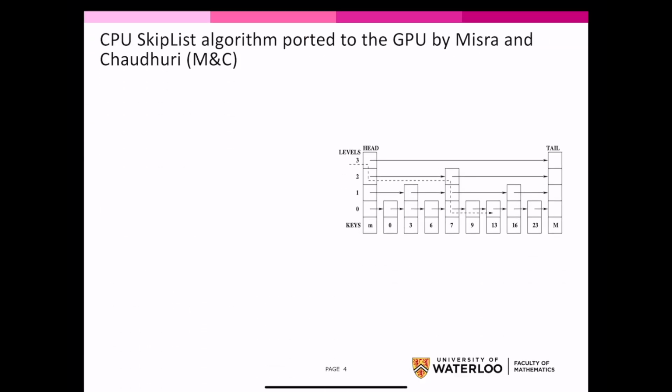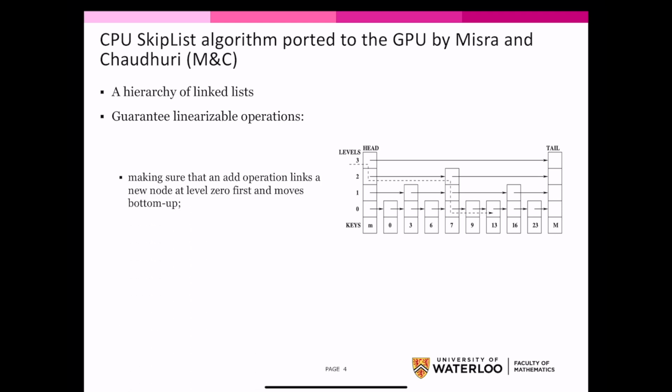Let's talk about the CPU skip list algorithm ported to the GPU by Misra and Chaudhry. This is a hierarchy of linked list data structures. The behavior of insertion, deletion, and the contain operation is the same as the previous slide. How can we guarantee linearizable operations?